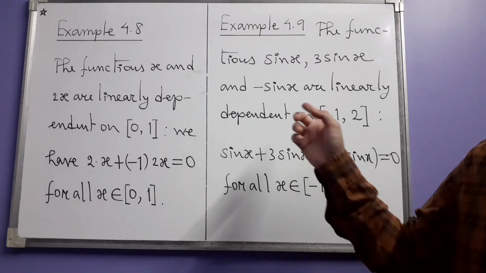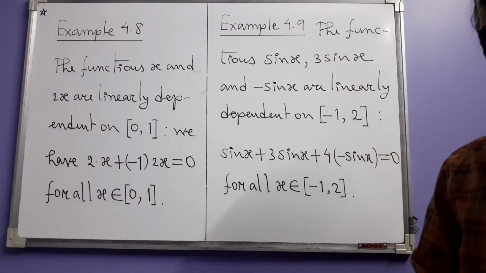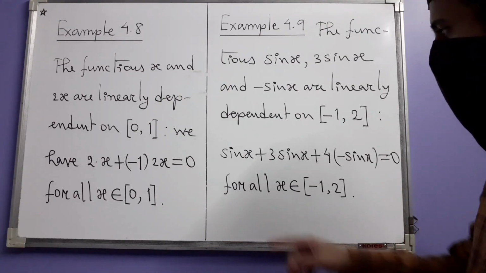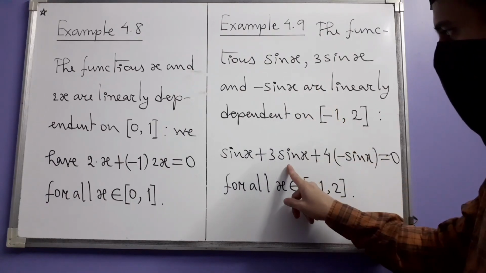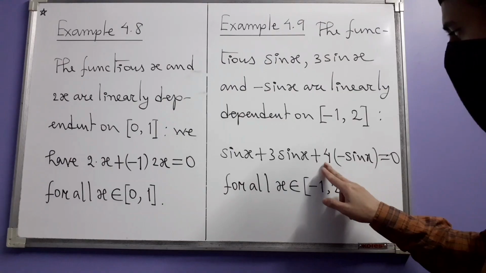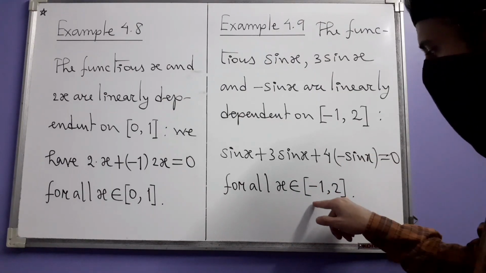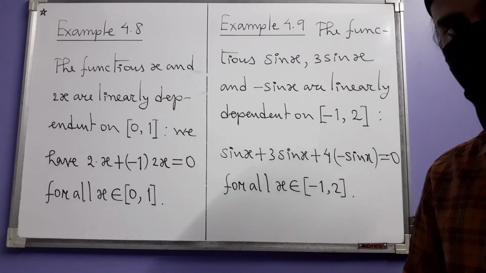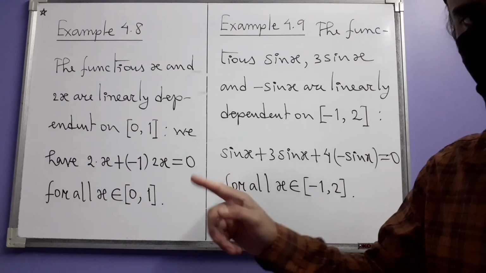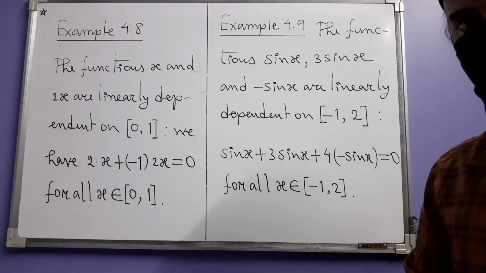Or you can consider these three functions, sin x, 3 sin x and minus sin x on the closed interval minus 1, 2. They are linearly dependent. 1 times the first function plus 1 times the second function plus 4 times the third function equals 0 for all x in this interval. So that's why they are linearly dependent. Here also all the constants, those ci's, are non-zero. But we need at least one of them to be non-zero. That's the condition.